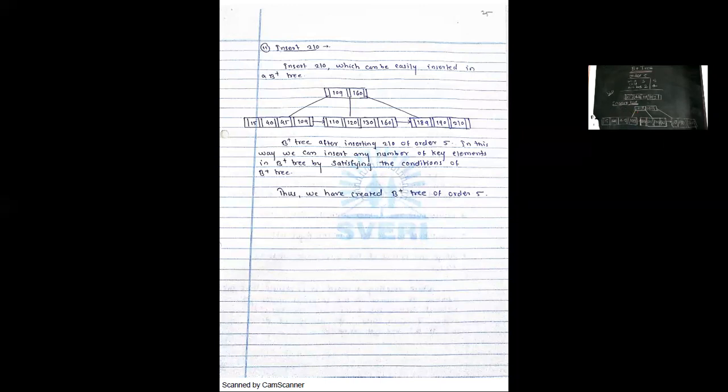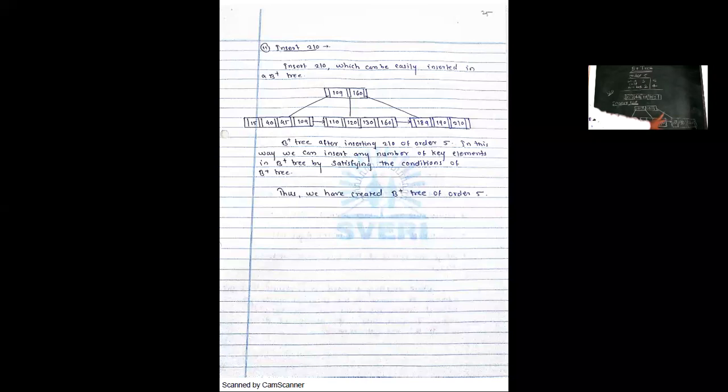So the question is why 109 and 160 are repeated? In the B plus tree, we are maintaining all the keys at the leaf level only. At the leaf level we maintain all the keys, so we repeated these. These keys will not remain anywhere above. Whatever is repeated above, whether at the root or here, all those keys we will get at the end.